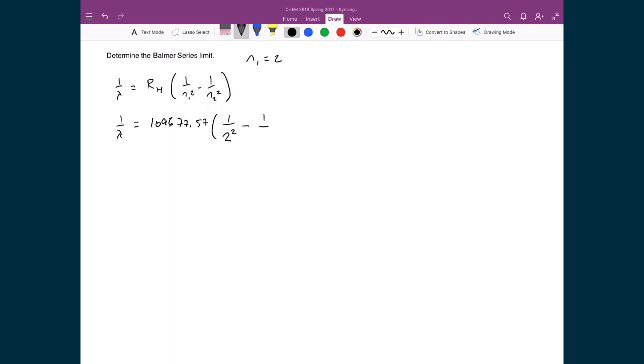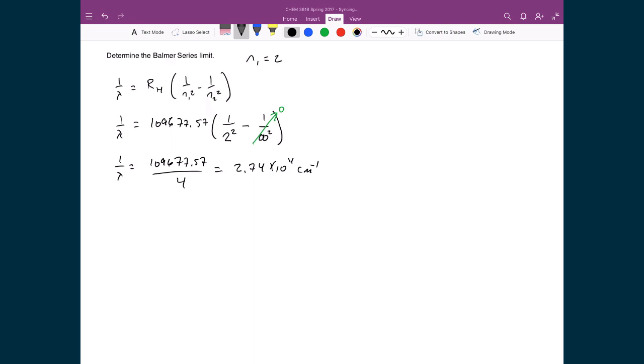And since we're trying to find the highest energy photon, the highest transition that can occur, starting at n1 equal to 2, is when n2 is equal to infinity. I'm basically going from the continuum all the way down to n1 equal to 2. And because we've got this 1 over infinity squared term, that just goes to 0. So this essentially simplifies to 1 over lambda is equal to 109677.57 divided by 4, which is equal to 2.74 times 10 to the 4 inverse centimeters.